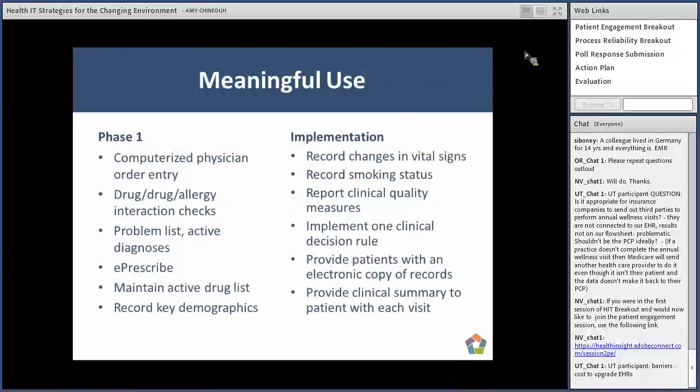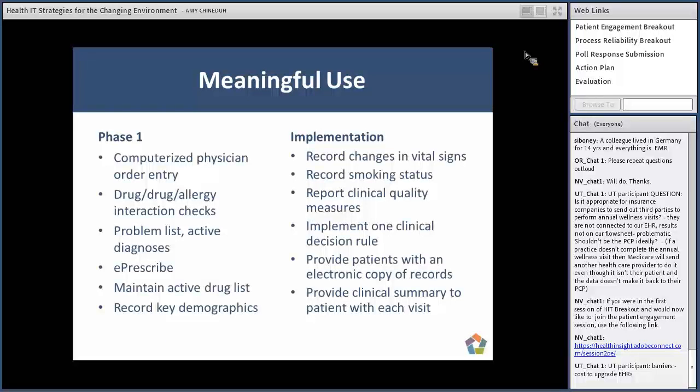So going back to internal medicine associates, mind you, this is an old school internal medicine practice. I say that because short of stone tablets, it was all paper. The doctors, I don't even know that all of them had computers. So getting to meaningful use was an epic task. When you think about the number of things you have to do to achieve meaningful use phase one: CPOE, allergy and drug checks, problem list, active diagnosis, e-prescribe, maintaining your drug list and key demographics.